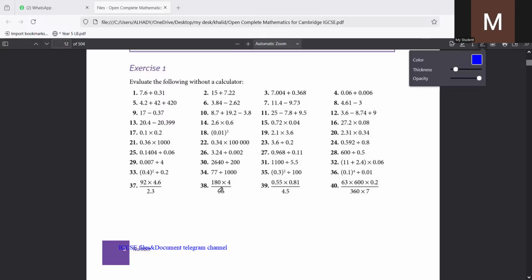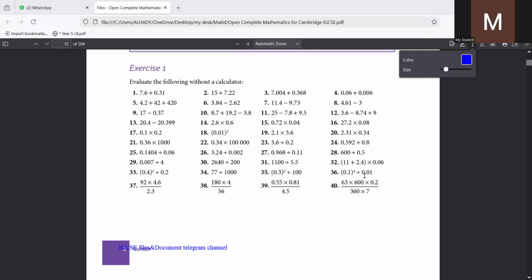Okay, let's continue with exercise number 1. This time we're going to jump to the multiplication and division. Remember, whenever you're multiplying two numbers where one of them contains a decimal point and one contains no decimal point, and you need to do the multiplication.